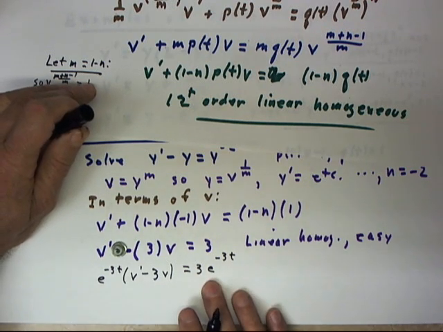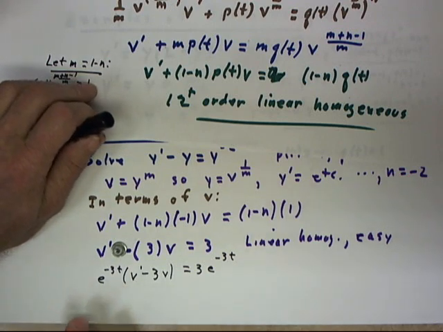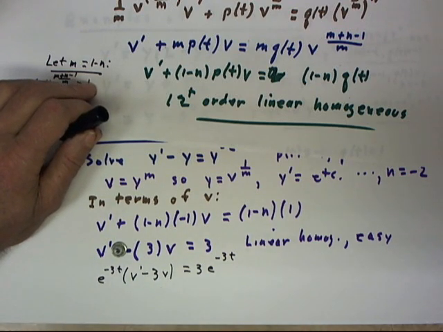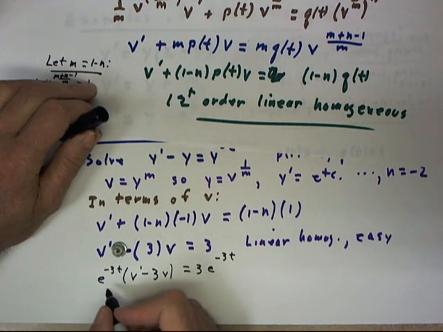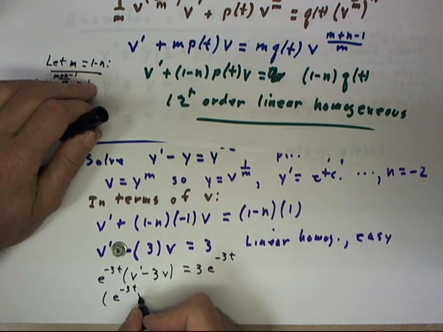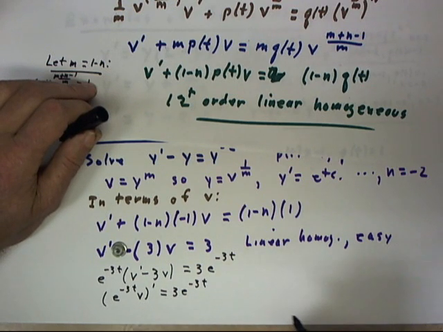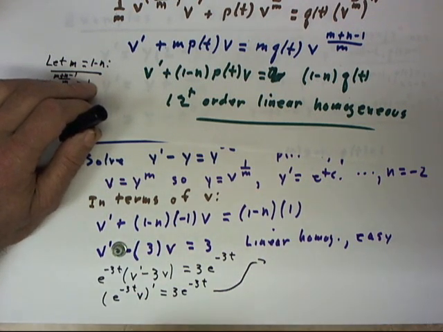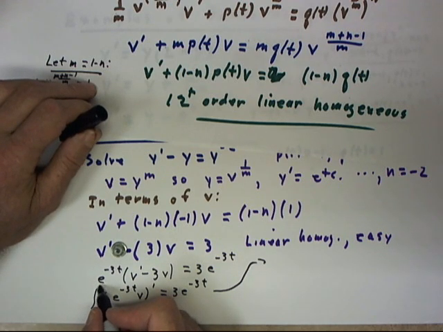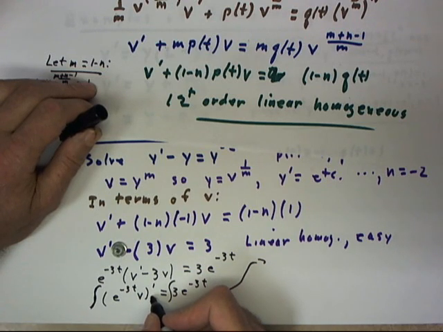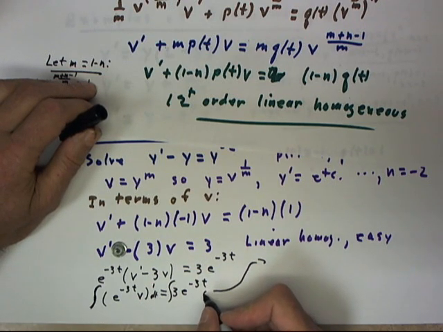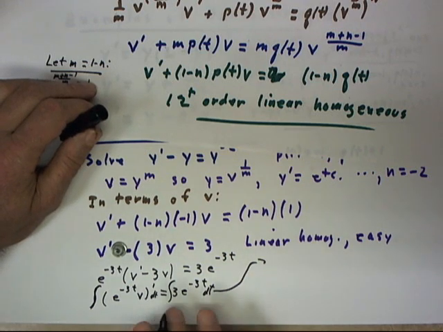We see that the right-hand side is going to be easy to integrate. The left-hand side is just the derivative of e to the negative 3t times v. So this is e to the negative 3t v prime equals 3e to the negative 3t, which leads us to integrate both sides. I'll just put the integral signs on both sides, with respect to t and with respect to t.